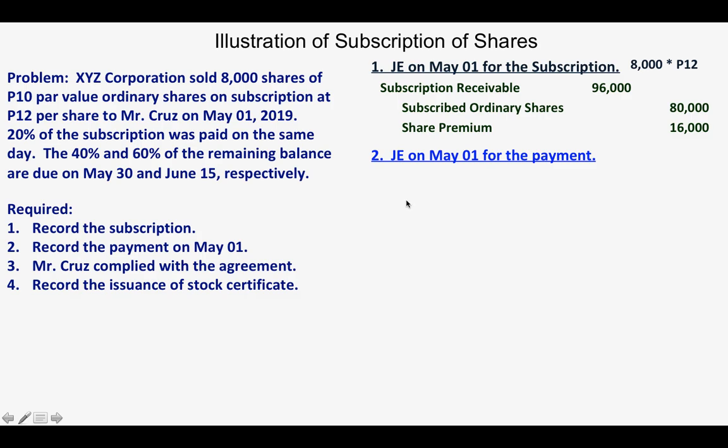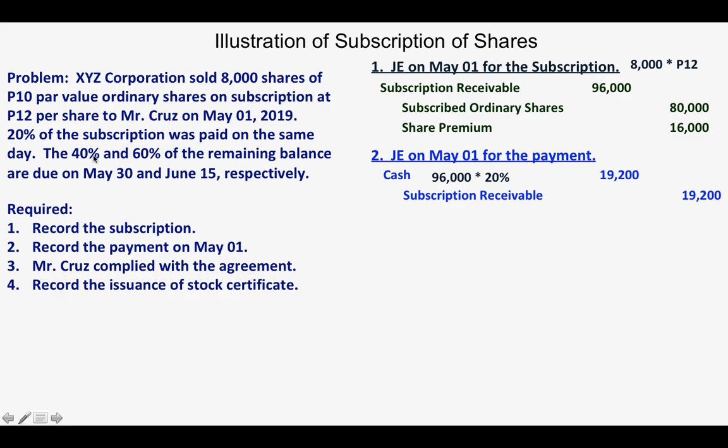The next is we will record the payment on May 1st. So the corporation will receive cash from Mr. Cruz of 19,200. Why 19,200? 96,000, and the payment was 20%. So that is 19,200. And the next is that Mr. Cruz complied with the agreement.